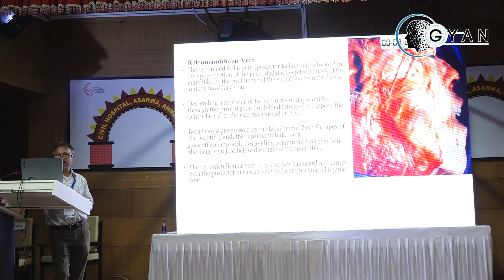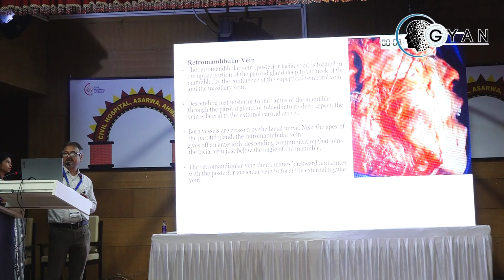And it unites with the posterior auricular vein to form the EJV. So that is the relationship of your facial nerve and the vein. This is the facial nerve, this is the mandibular branch, and this is the vein. So everything will be intertwined. The nerve will always be overlying the vein.